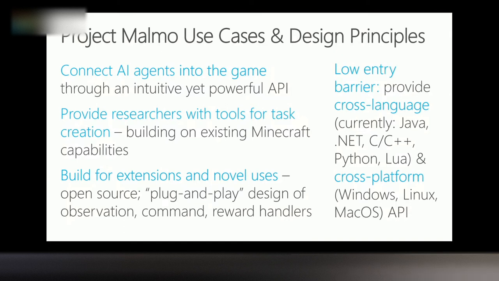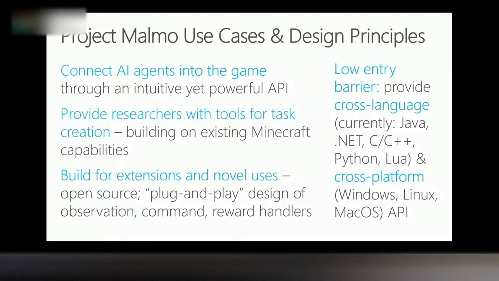So the platform exposes various types of observations and actions and reward handlers that are already in place. But if people want to introduce new rewards or new observations that we haven't thought of, they have full access to do that. It's also cross-language and cross-platform. Again, just trying to be as flexible as we could be and lowering that barrier to entry.